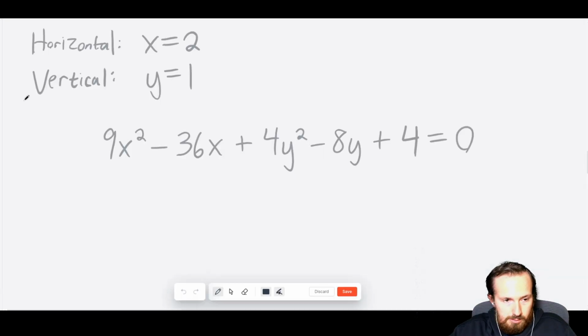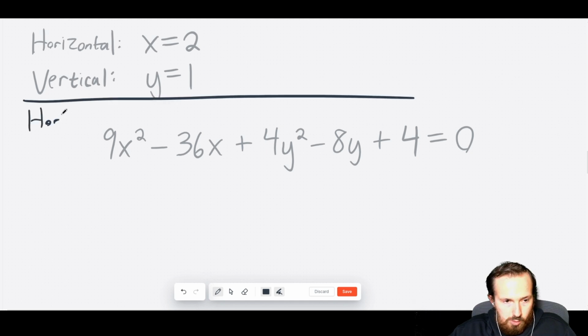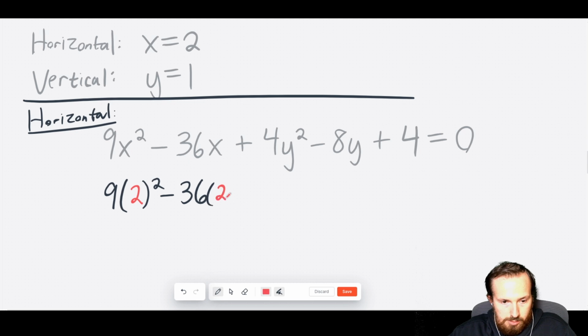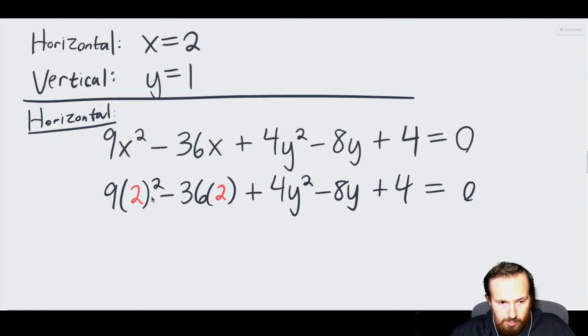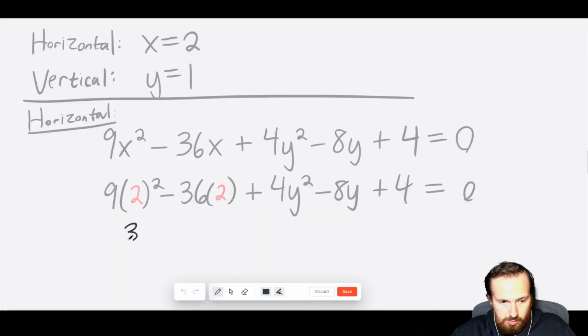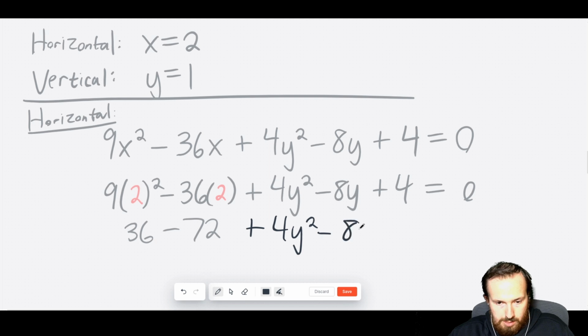So if we're trying to find the horizontal case, let's think about that first. So horizontal. We'll get 9 times 2 squared minus 36 times 2 plus 4y squared minus 8y plus 4 equals 0. And let's think about what we get. 2 squared would be 4. 9 times that would be 36. Minus 36 times 2 is minus 72. And then all this stuff stays the same, actually. So plus 4y squared minus 8y plus 4 equals 0.